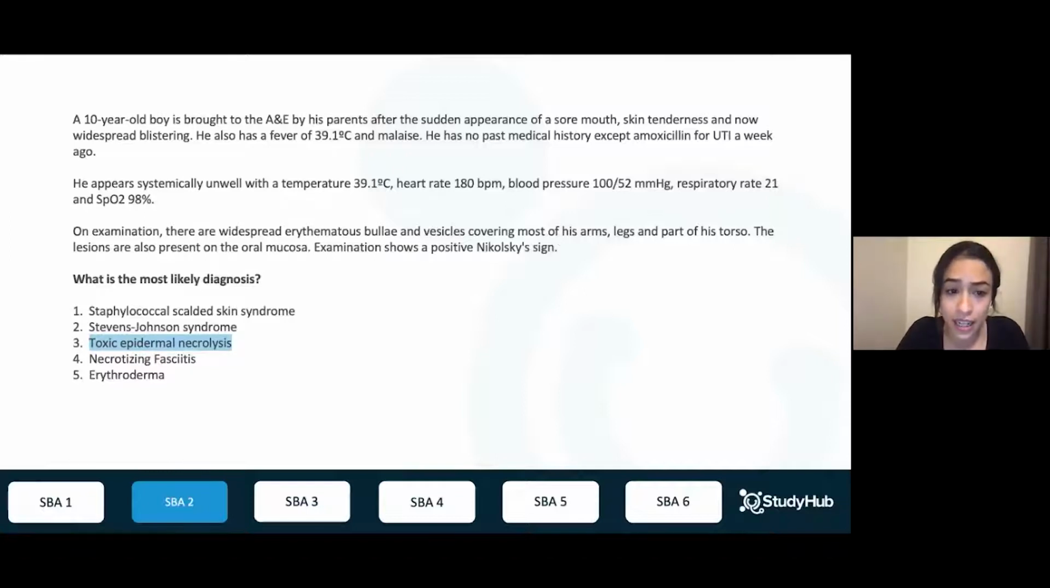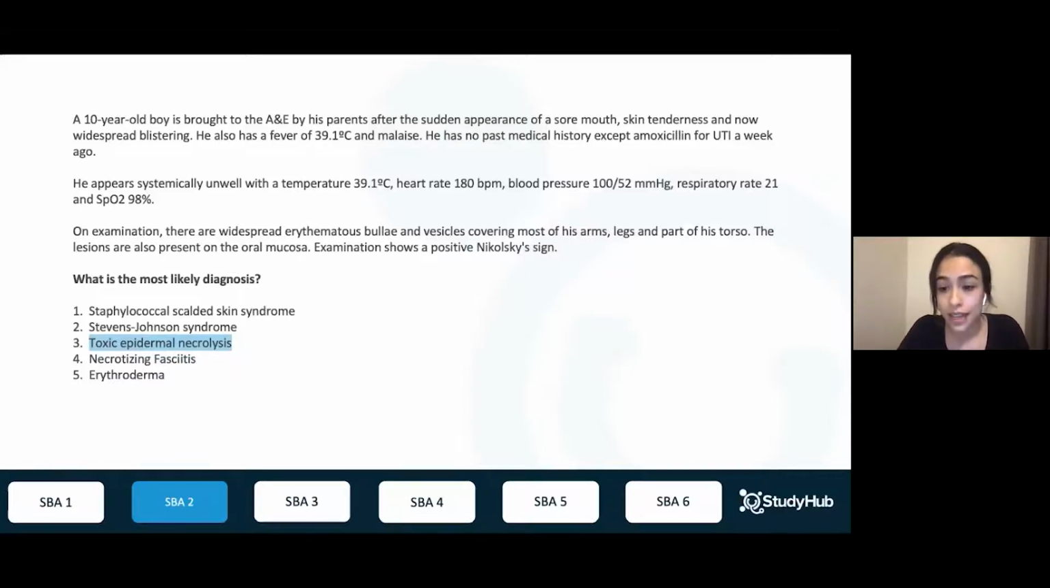So in terms of the examination, we have widespread erythematous bullae and vesicles. So we can rule some things out. Erythroderma doesn't present like that. As we'll see later on, erythroderma is more just reddening and edematous skin, widespread, as opposed to vesicles and bullae. Necrotizing fasciitis can present with these features, but it's more localized. And number 1, with staphylococcal scalded skin syndrome, that's just an infection with staphylococcus that causes blistering, widespread blistering. So again, not really relevant here.